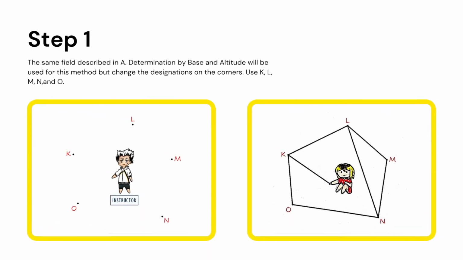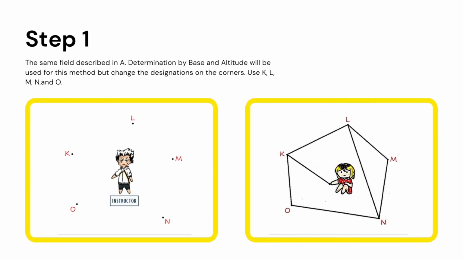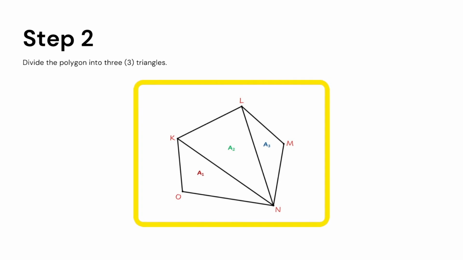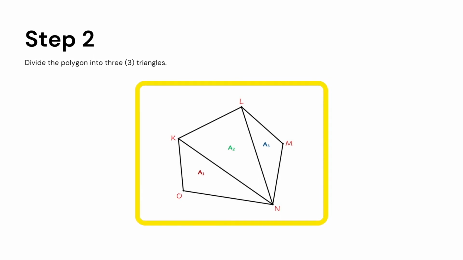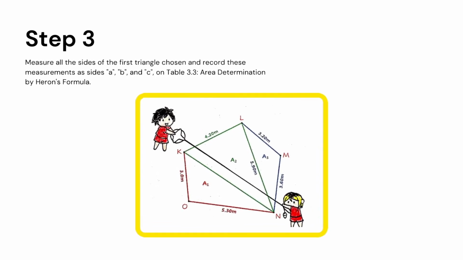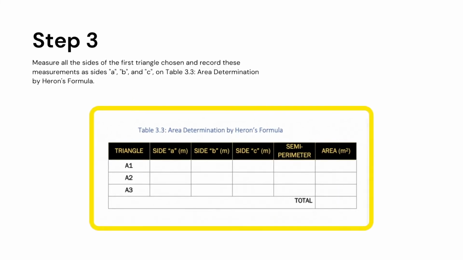For this method, we will be using the same field described in Part A, but do not forget to change the designations on the corners by using K, L, M, and O instead of A, B, C, D, and E, and F, G, H, I, and J. Next, we'll divide the polygon into 3 triangles. Then we'll measure all the sides of the first triangle chosen and record these measurements as sides A, B, and C on Table 3.3.